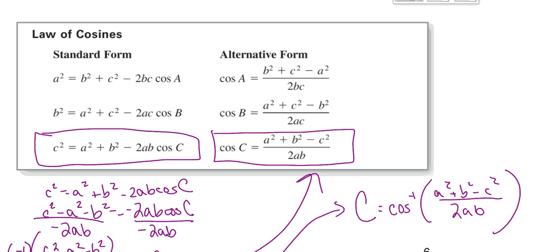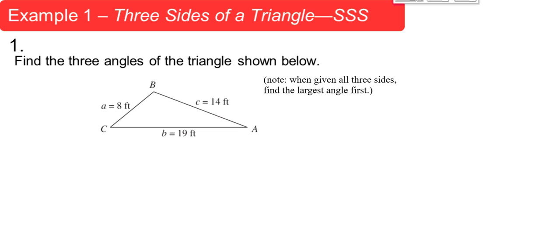Moving on, we're just going to look at a couple of examples here, and it says find the three angles of the triangle shown below. One thing I'm going to tell you is we're going to use the law of cosines, because think about the law of sines. We would have to know or be able to find an angle and a side opposite that where we would know both of them. And here we have no angles at all, so we can't do that.